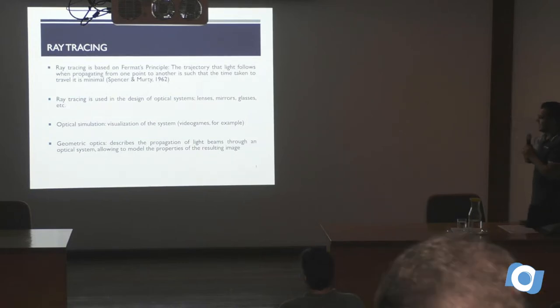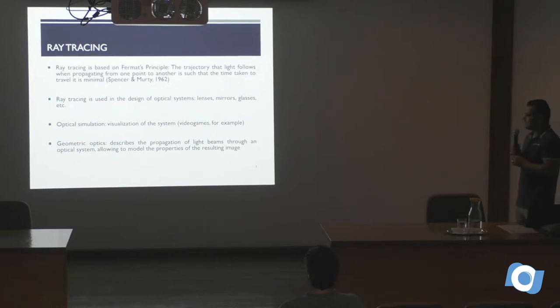Well, ray tracing is based on geometric optics. Most physicists, I think, studied geometric optics in their undergraduate studies. It describes the propagation of light beams through an optical system, right? And we can study the resulting image at the end of the interaction. However, in order to perform ray tracing, we need a ray tracer, right? Which is what I'm going to show you.